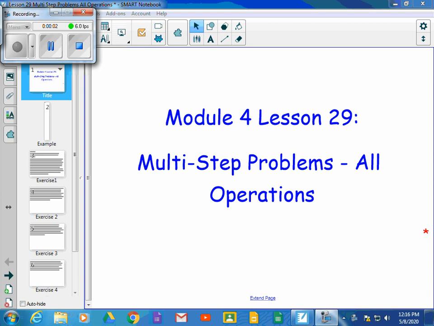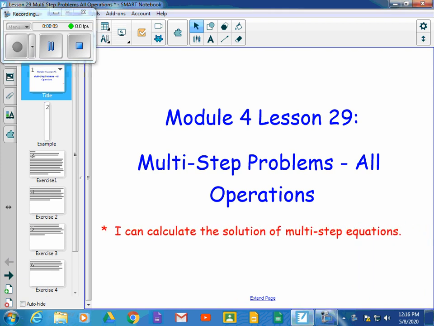This is Module 4, Lesson 29, titled Multi-Step Problems, All Operations. The goal of this lesson: I can calculate the solution of multi-step equations.